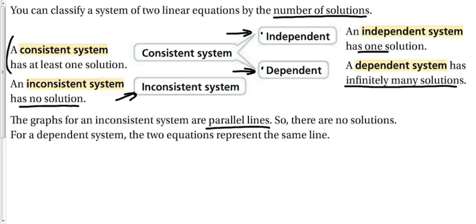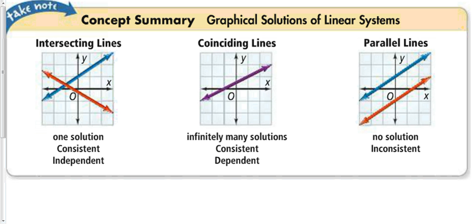For a dependent system, something that has an infinite number of solutions, we have two lines that intersect everywhere. These two lines have to be exactly the same, on top of each other, so they represent the same line. And here's a picture. When we have two lines that intersect at one point, that's consistent independent. The purple one has two lines on top of each other, a red and a blue. That's a consistent dependent system. And the parallel lines over on the right have no solution. They are inconsistent.